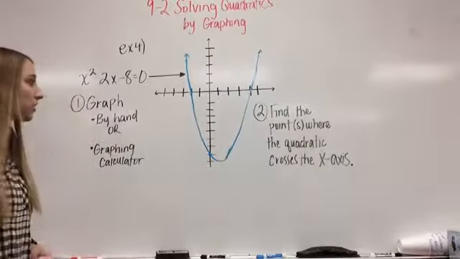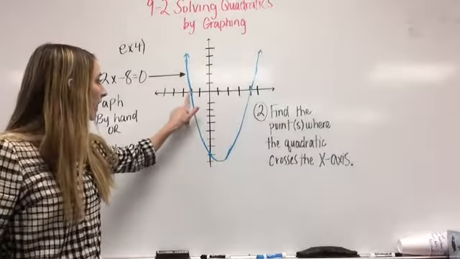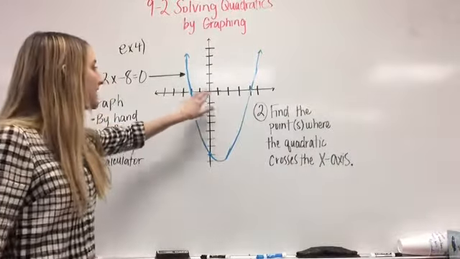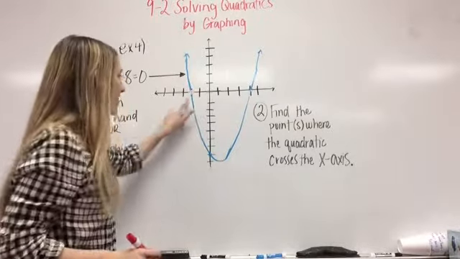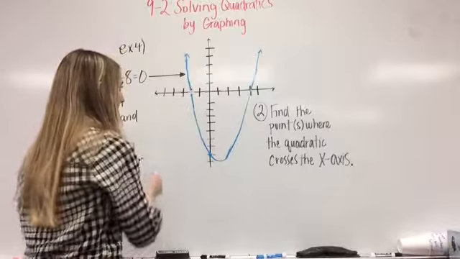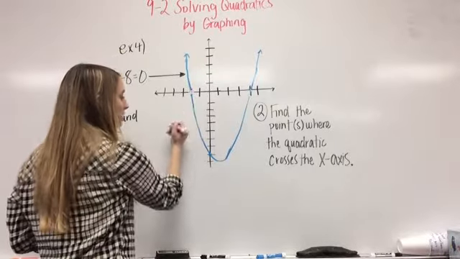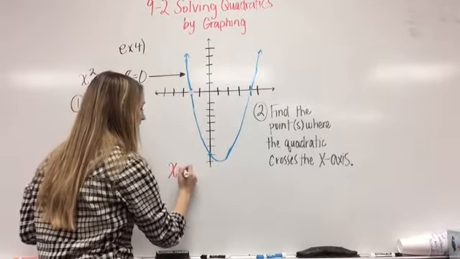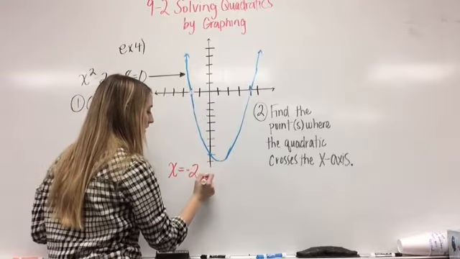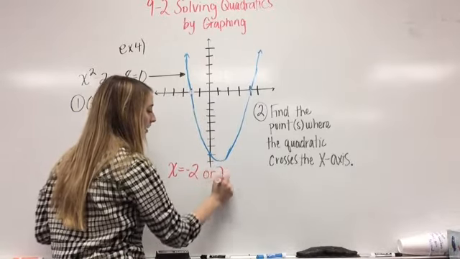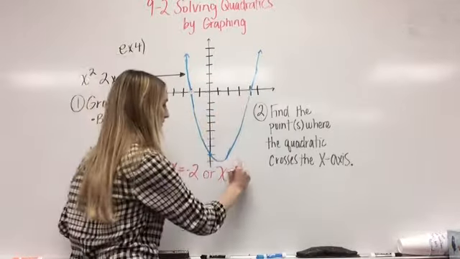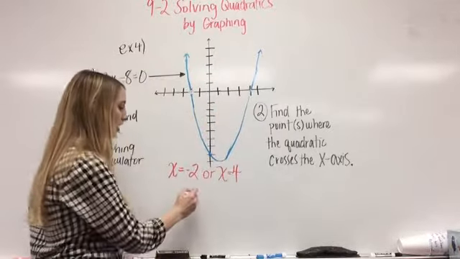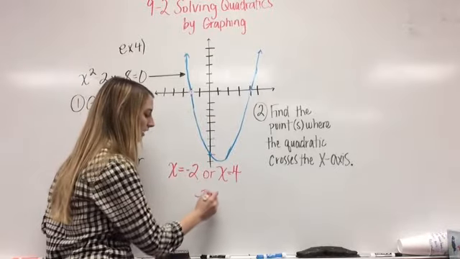So my solutions are here and here. What does x equal right here when it crosses that x-axis? Well, that is -1, -2. So x is either -2, or x could also be 1, 2, 3, 4. So your solutions are -2 and 4.